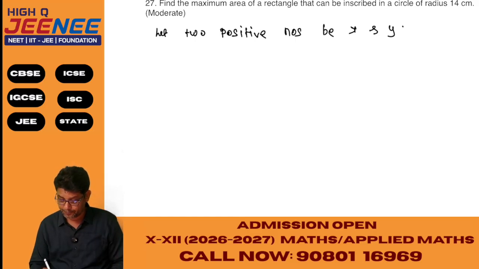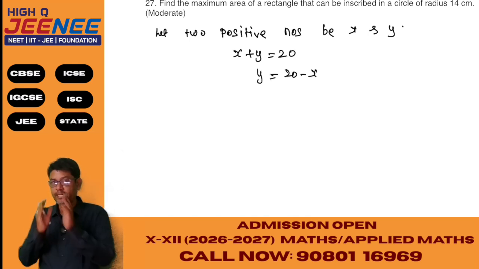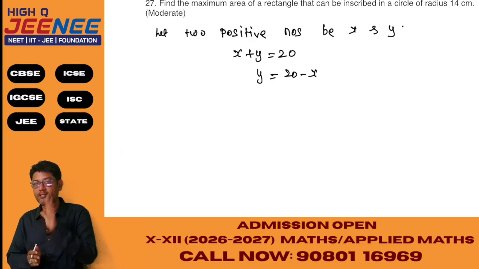Now tell me, first what is given? X plus Y is equal to 20. So Y is equal to 20 minus X. See, actually in a word problem, what is the first step?